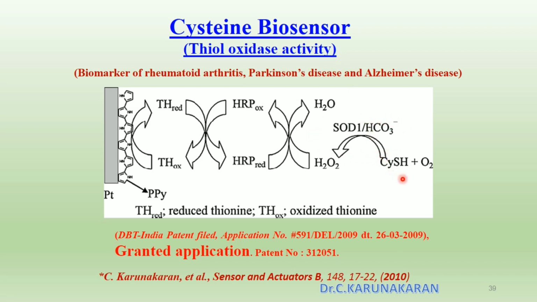Superoxide dismutase oxidizes cysteine to give hydrogen peroxide in the presence of oxygen and hydrogen peroxide. The hydrogen peroxide is monitored using horseradish peroxidase enzyme. We have developed and got patents for the Cysteine Biosensor recently.